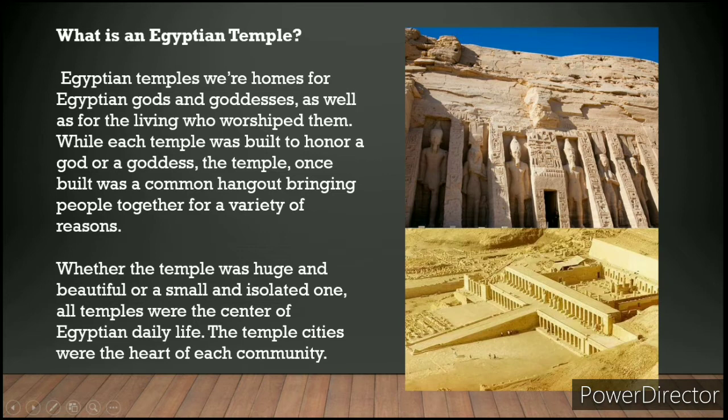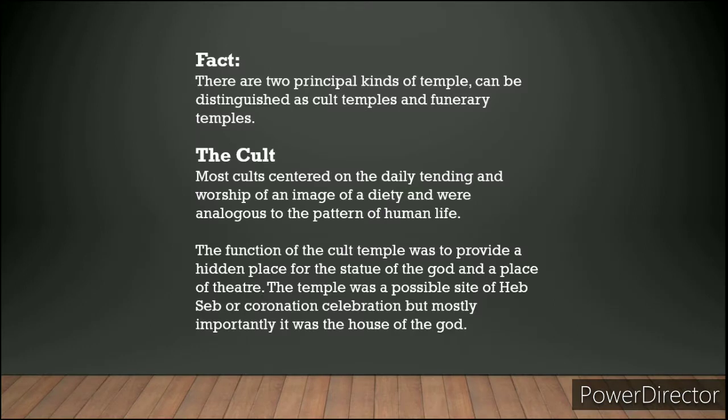But since we are focusing on worship, let us move forward to the cult temple. The cult temples in Egypt are centered on the daily tending and worship of an image of a deity and were analogous to the pattern of human life. The cult temple is where cultic activities take place. It is where offerings to a god were received, incense was burnt, specified clothing was worn, and dances were performed. The function of the cult temple was to provide a hidden place for the statue of the god in a place of theater. The temple was a possible site of the Heb-Sed or coronation celebration, but most importantly, it was the house of the god. Cult temples are proof that Egyptian people worshipped and that they believed in higher beings, the gods and goddesses. So let us move on to the next topic, the Egyptian gods and goddesses.